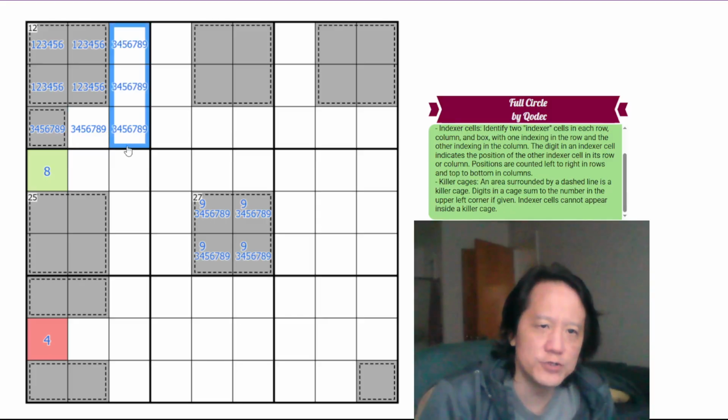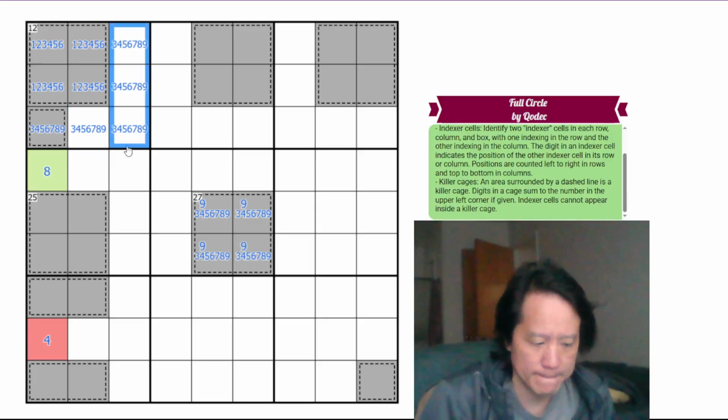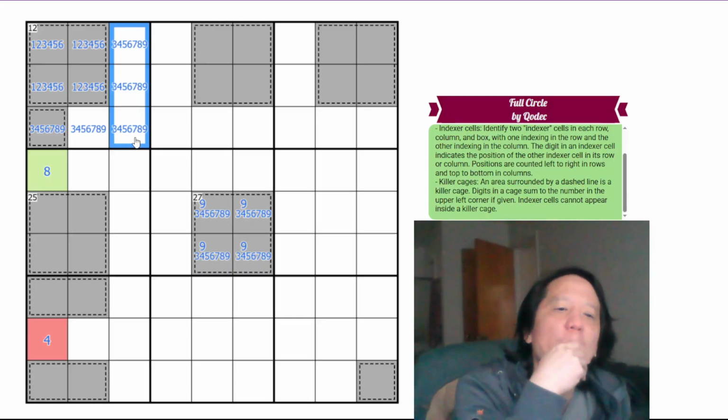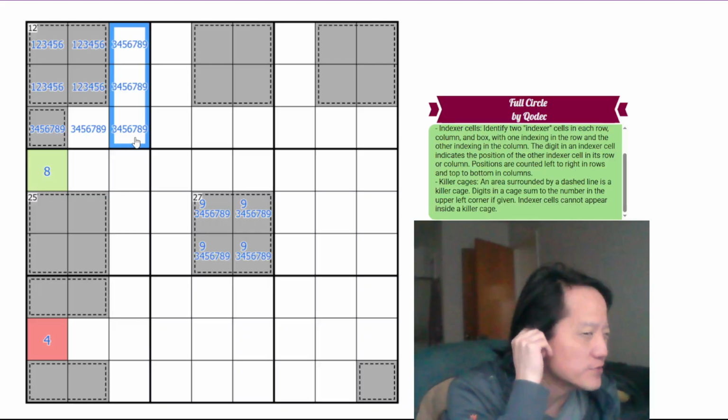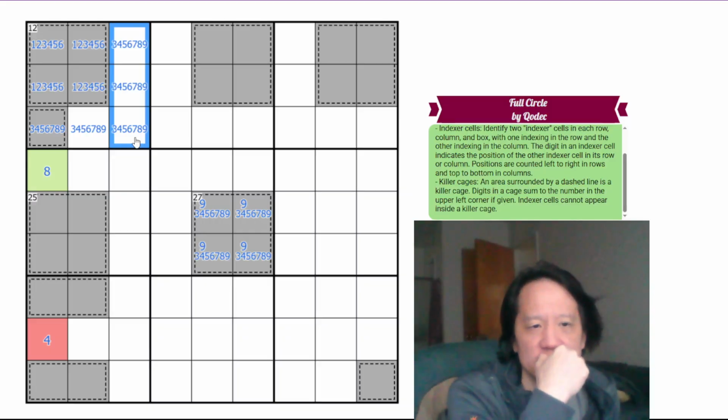So either you have 2 indexers here, or there's an indexer here and 1 indexer here. 25 is not that restrictive, so we don't know what that is.